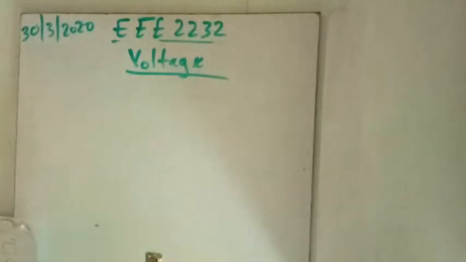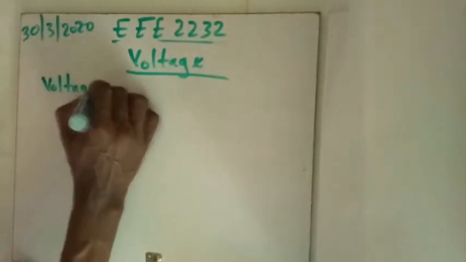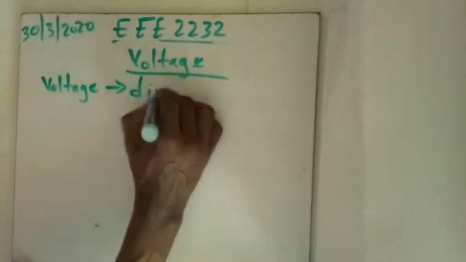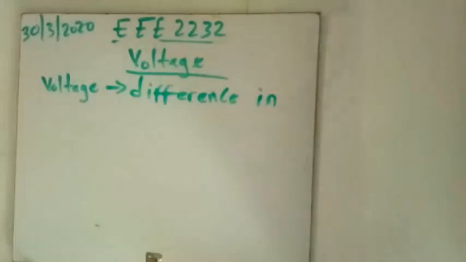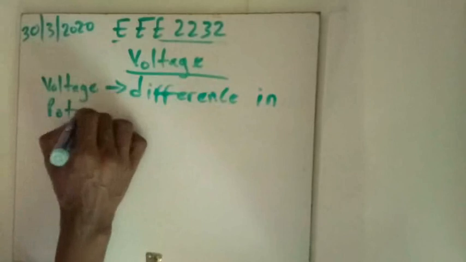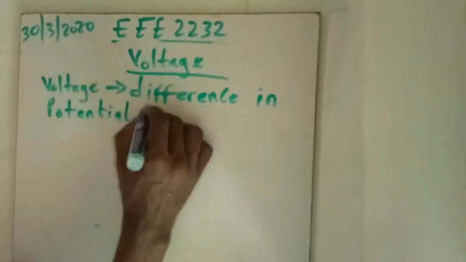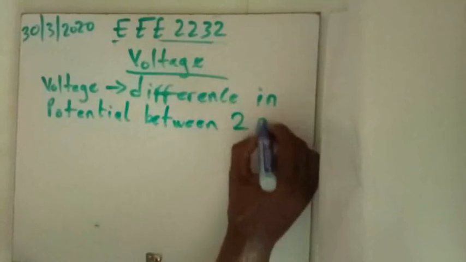A voltage is the difference in electric potential. So the voltage is the difference in potential between 2 points.